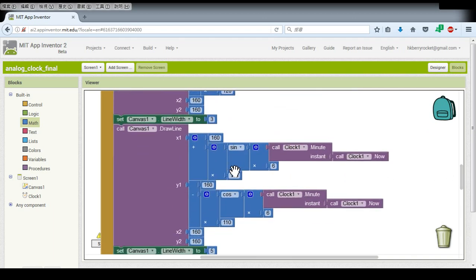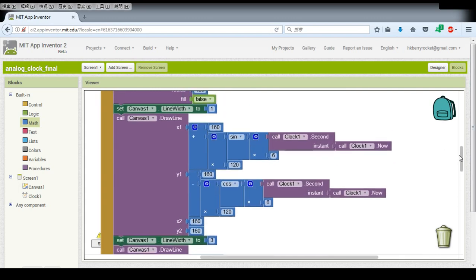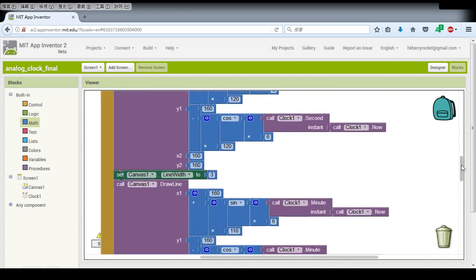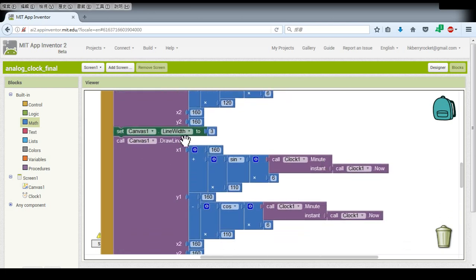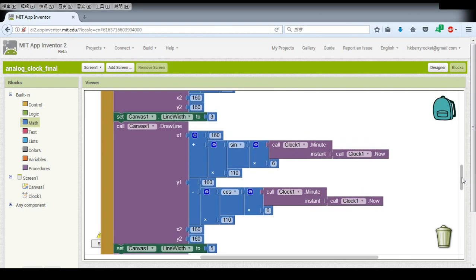And for the minute hands, it is almost the same as the seconds hand. First we need to set the line width and then draw our minute hand. And well, this number 6, where do we get this number?